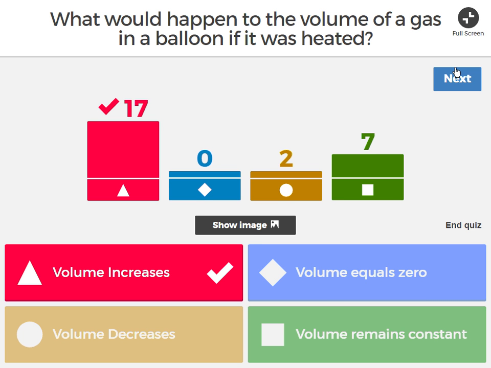Yeah. It may have confused Charles' law and Gay-Lussac's law, where in Charles' law pressure remains constant, and in Gay-Lussac's law, volume remains constant.